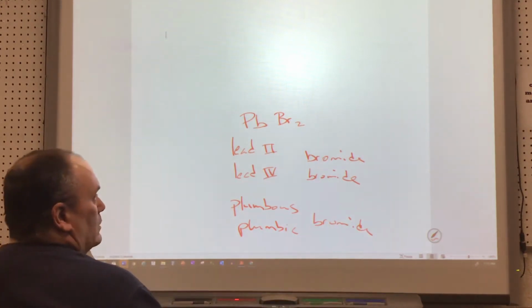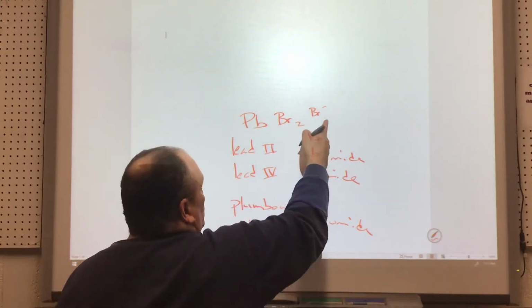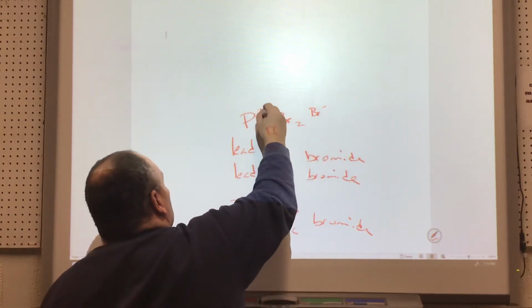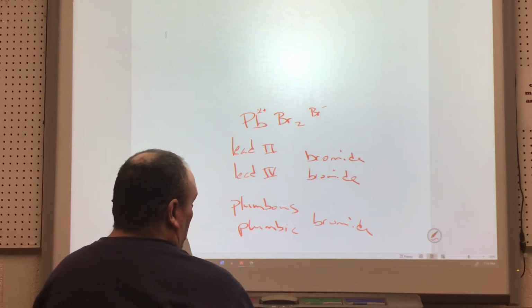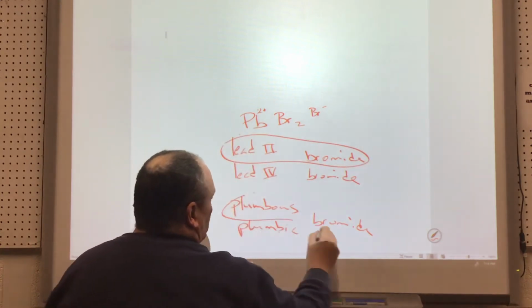Okay, so you look this up and you say, oh, that's Br negative. There's 2 of them, so this side's got to be 2 negative. And if this side's 2 negative, then this has got to be 2 positive. Okay? And so then therefore, people would be, okay, great. That makes it lead 2 bromide.